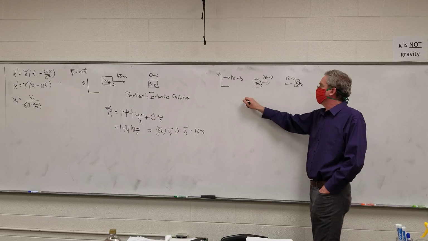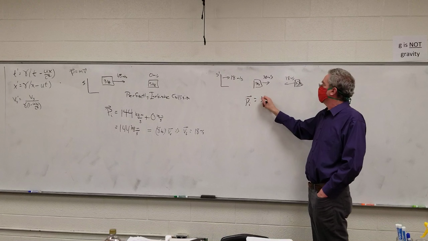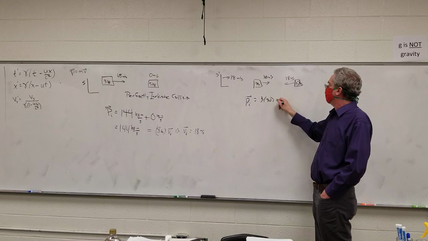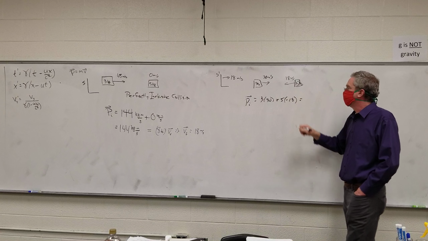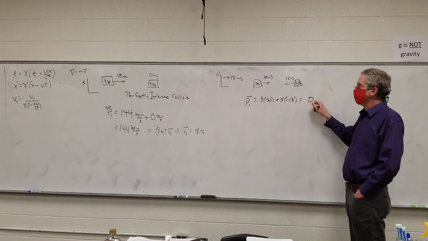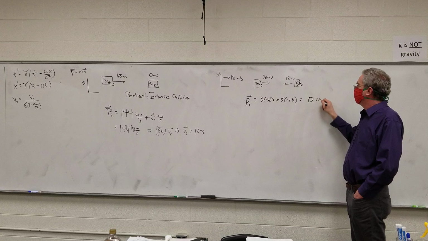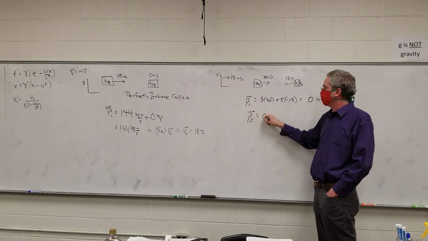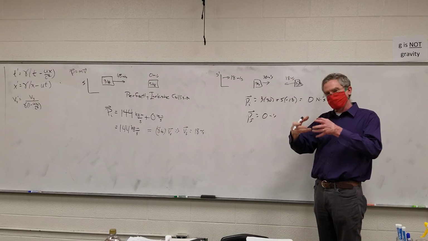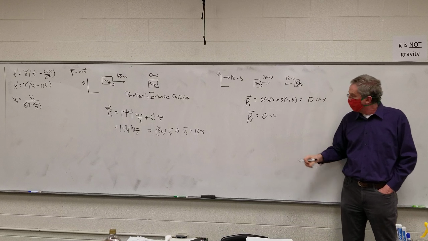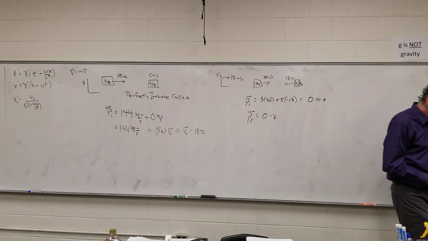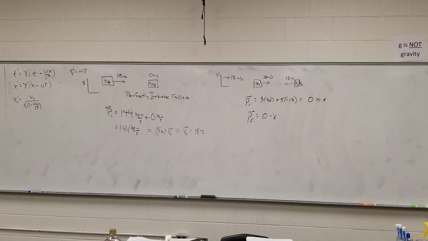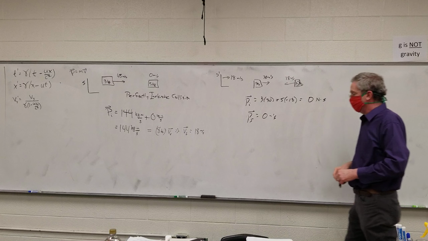So we look at the momentum, the initial momentum is 3 times 30 plus 5 times negative 18, which better be 0. And so my final momentum is 0 meters per second. In other words, they're going to hit and stop in this reference frame. Works beautifully doing it this way. We didn't have to worry about any relative velocities here.